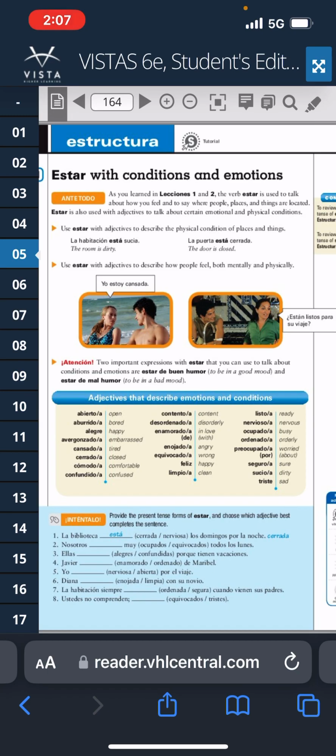Abierto, open. Aburrido, bored. Alegre, happy. Avergonzado, embarrassed. Cansado, tired. Cerrado, closed. Cómodo, comfortable. Confundido, confused. Contento, content. Desordenado, disorderly. Enamorado, in love. Enojado, angry.